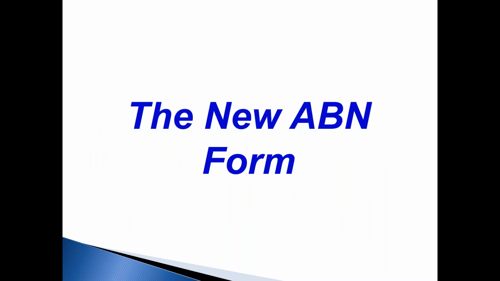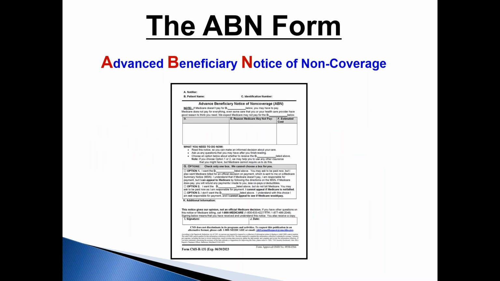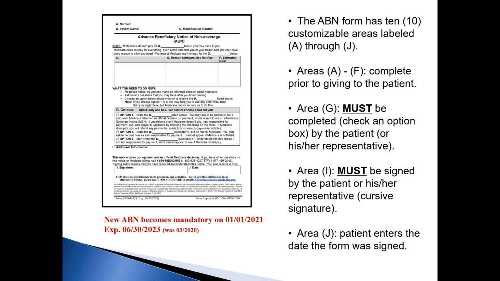Okay, now let's get to the new ABN form. By the way, ABN stands for Advanced Beneficiary Notice of Non-Coverage. So what does that mean? You need to tell the patient in advance before the service is rendered that it's not going to be covered. So here we go. Here's the new ABN form. You can get it online for free. Just Google new Medicare ABN form.